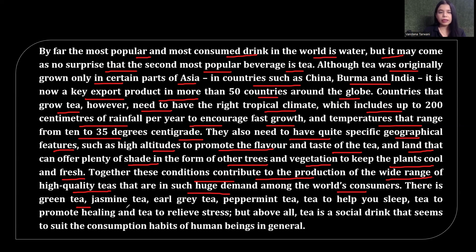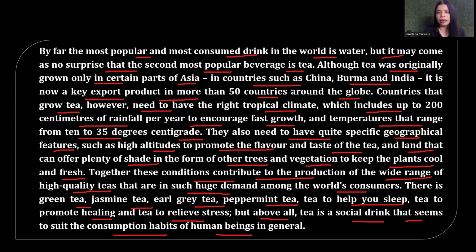There's green tea, jasmine tea, Earl Grey tea, peppermint tea, tea to help you sleep, tea to promote healing, and tea to relieve stress. But above all, tea is a social drink that seems to suit the consumption habits of human beings in general. Now, what's the main idea?